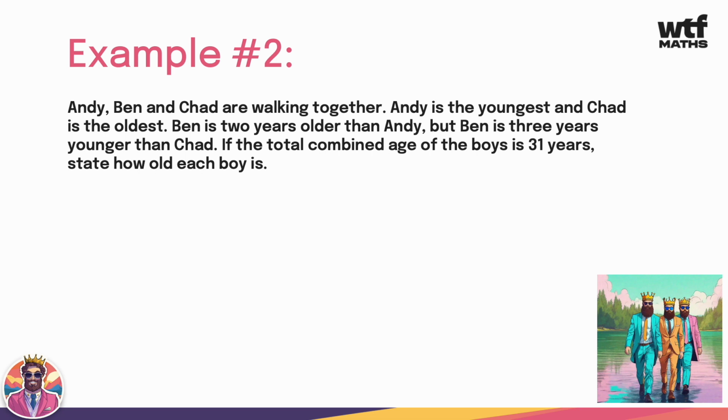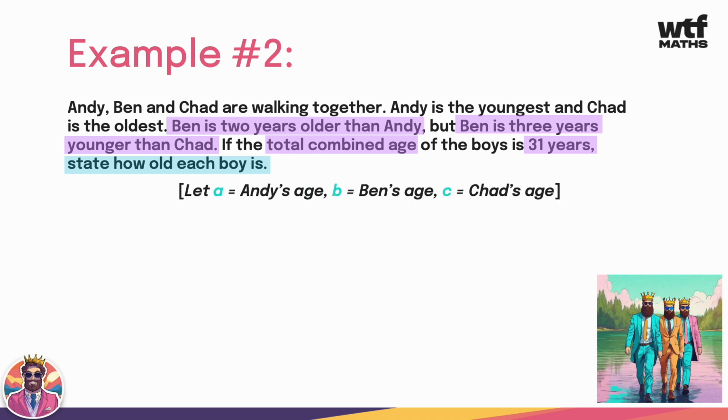Now, this sort of question can really do your head in if you don't read it carefully. So, here's what we know. There are 3 boys. Ben is 2 years older than Andy. Ben is 3 years younger than Chad. And if you add all the ages of the boys together, you'll get 31. And we want to find out how old each boy is. So the first thing I want to do is define some variables. I'm going to say A is Andy's age, B is Ben's age, and C is Chad's age.